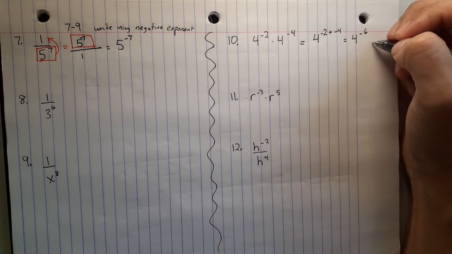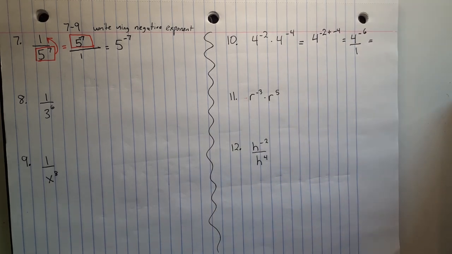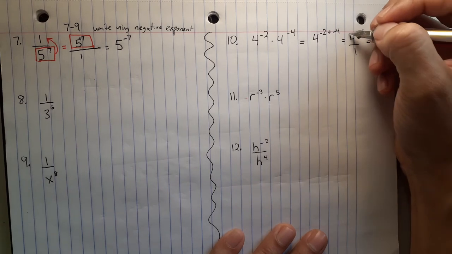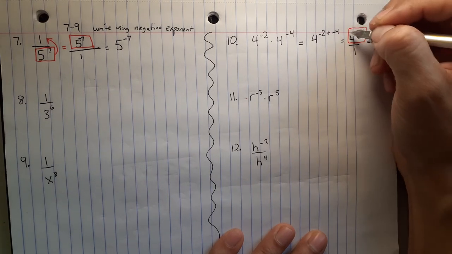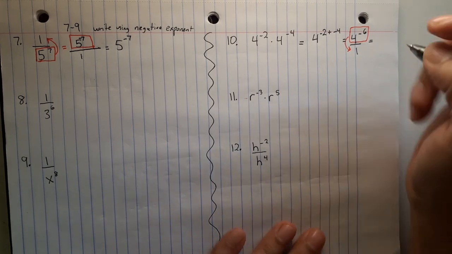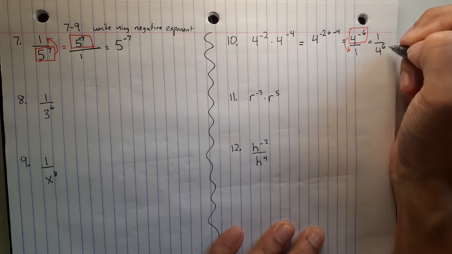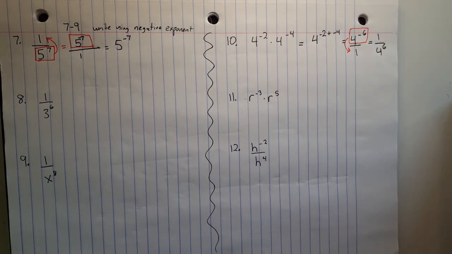That's still a negative exponent, so now all I have to do is remember that there is a denominator, and I can move anything with a negative exponent to that denominator. So I am left with 1 over 4 to the power of 6.